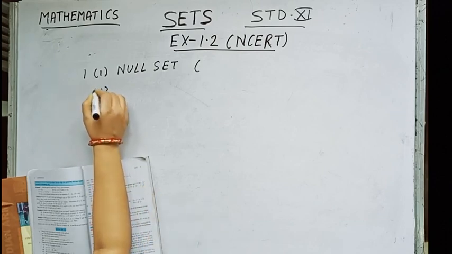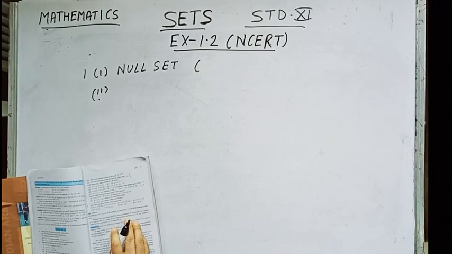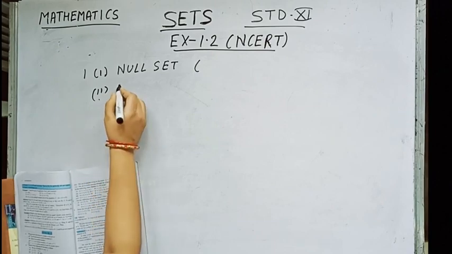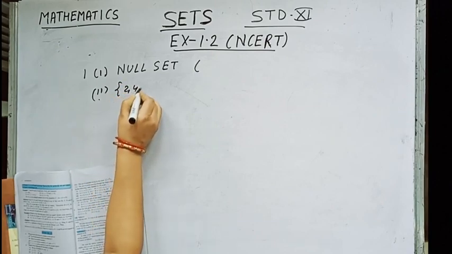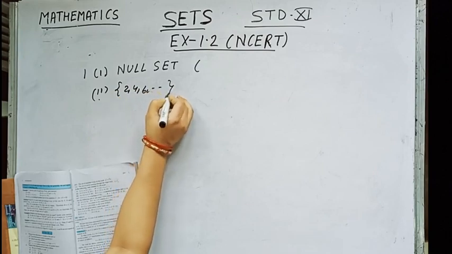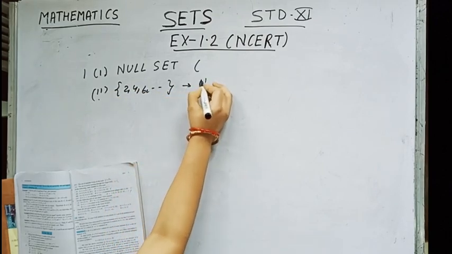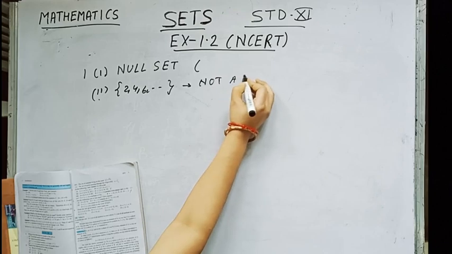Now subpart number 2 is set of the even prime numbers. Obviously set of the even prime numbers is 2, 4, 6 and so on. So it is not a null set. It is not a null set.